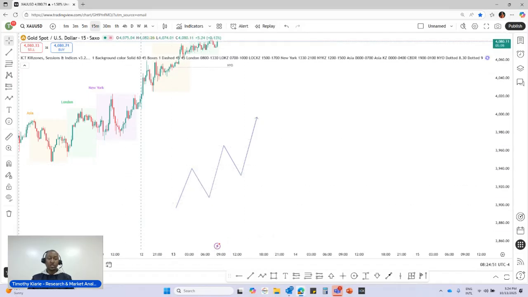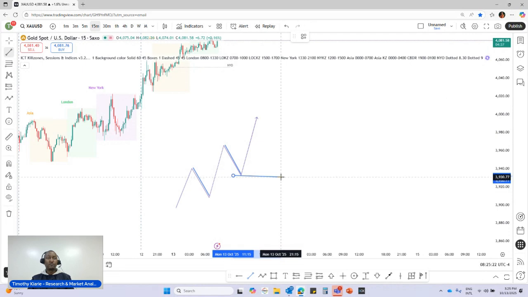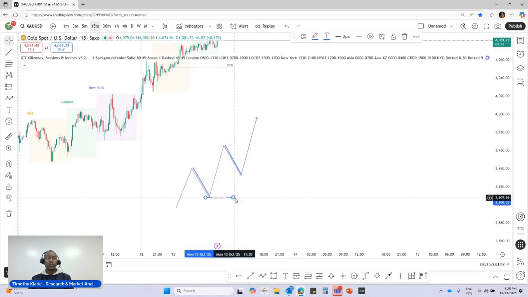Maybe I can mark it with a different color. So this move here is what we are calling the retracement, because this is an uptrend, so it's creating higher highs and higher lows. What we are saying is that this retracement should not violate the lows here. It should not go below these lows.